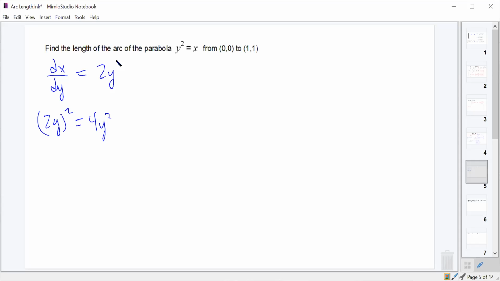And so we can integrate this from the y value of 0 to the y value of 1, just specifying the y values that we're using because we're doing this in terms of y. Root 1 plus 4y squared dy. Everybody good with that? How would we solve that integral?